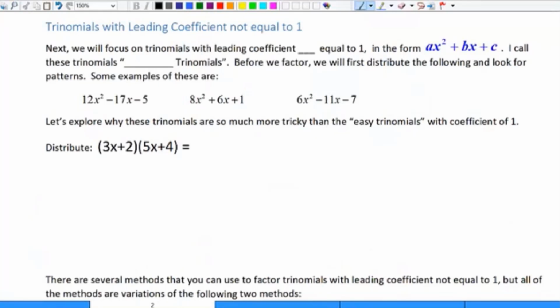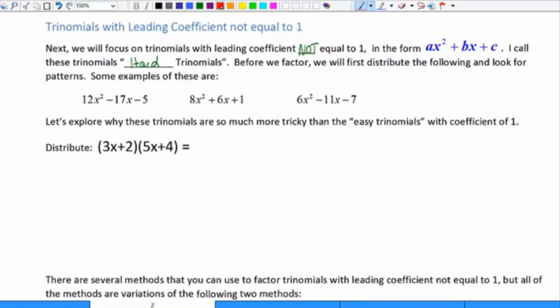Next, we will focus on trinomials with leading coefficient not equal to 1 in the form ax squared plus bx plus c. I call these the hard trinomials. They're a little bit more tricky than the leading coefficient of 1, which are easier trinomials. So before we factor, again, the same that we did before, we're going to distribute and look for patterns.